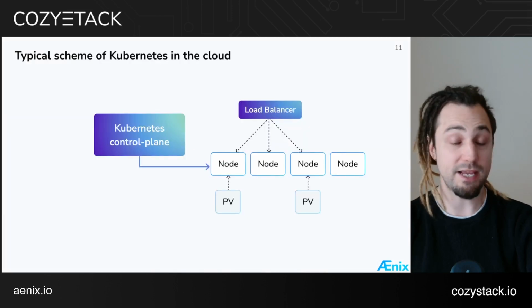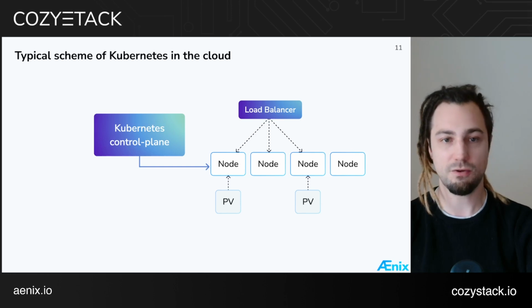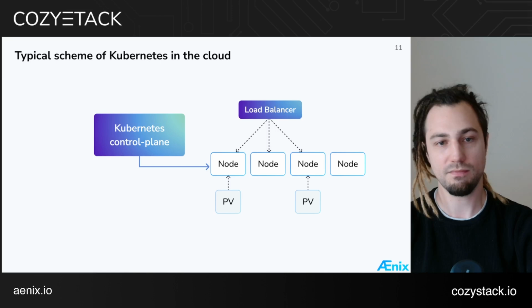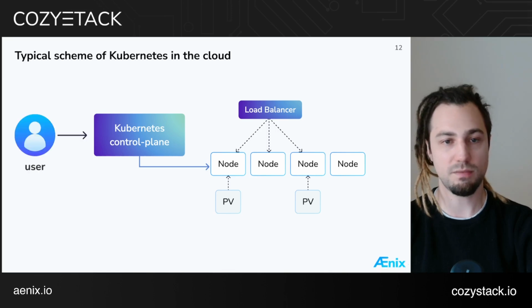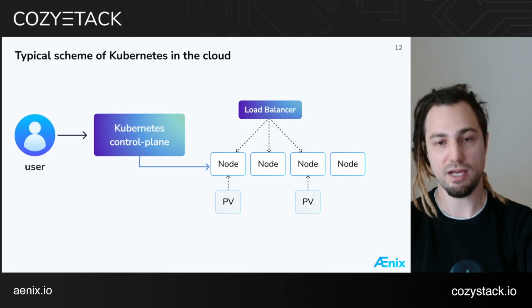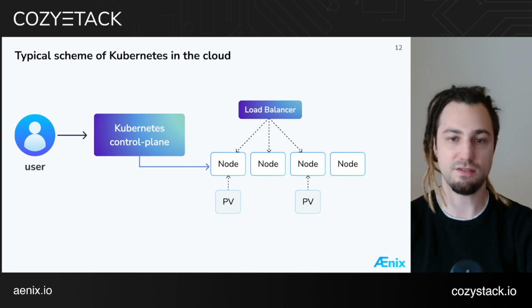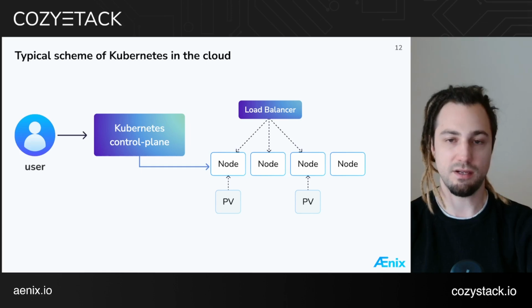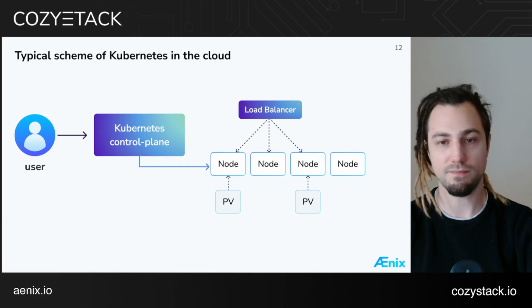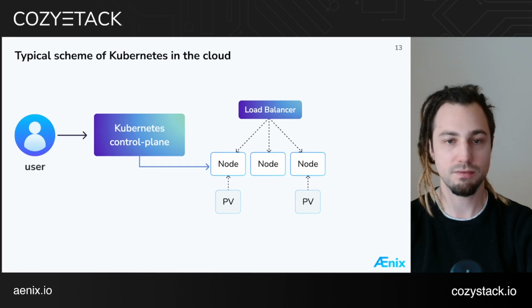And let me explain how it works. So if you work with Kubernetes in the cloud, you usually work with such a scheme. You have a Kubernetes control plane, you communicate directly with it, and you have worker nodes, persistent volumes, and load balancers, which are balancing the traffic to your workload.